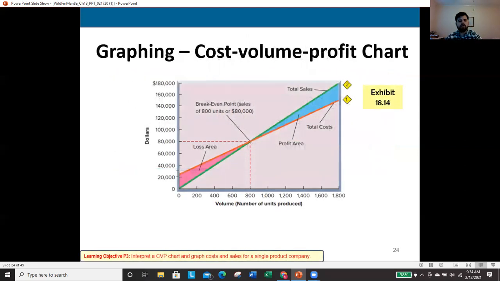Now, for our next area, we want to look at our cost volume profit chart. So in this case, we're just graphing. So I'm a very visual person.